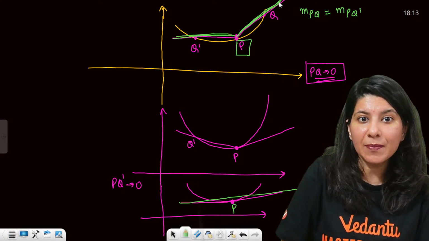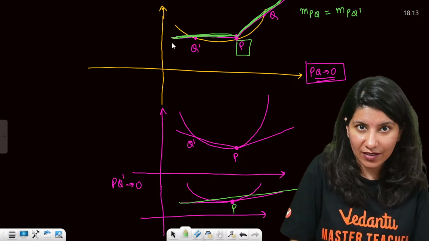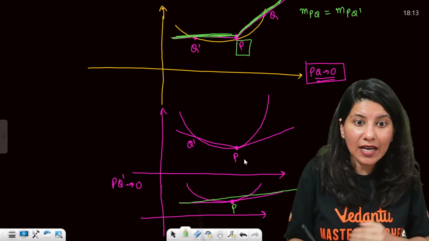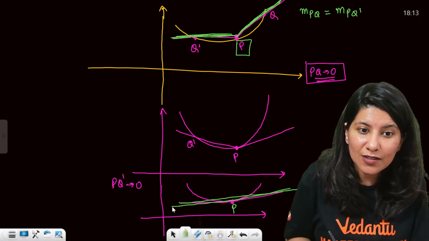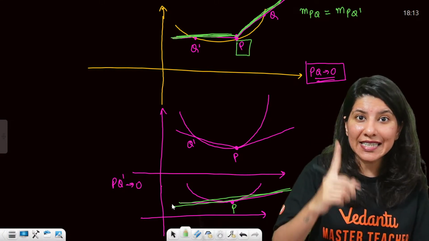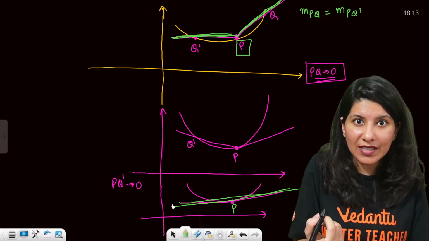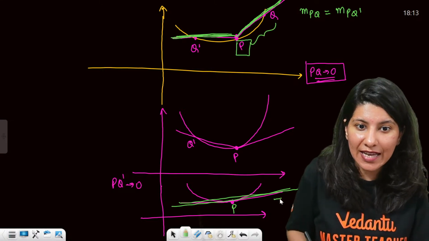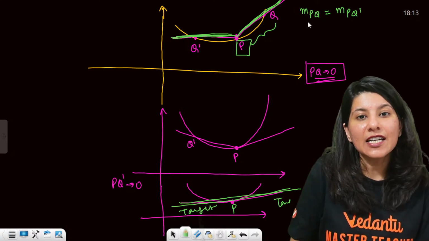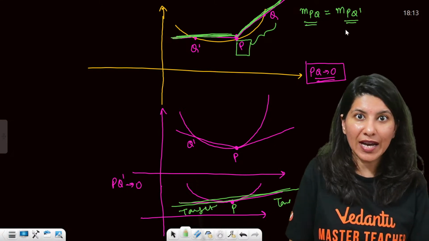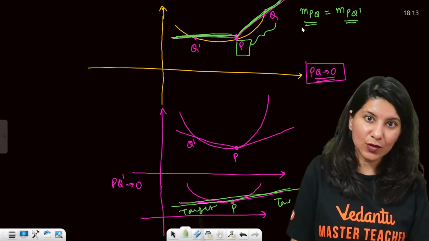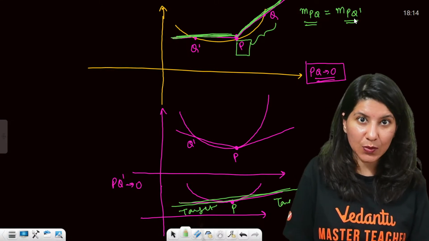See, right now what is happening? PQ is different, PQ dash is different. So both are two different lines. But eventually, can you see? Like the third diagram shows, this is your PQ and this is your PQ dash and this is one single line. And the slope will be the same, right? So PQ is going to become this tangent, PQ dash is also going to become this tangent. So can't I say that the slope of PQ and the slope of PQ dash are both equal? Yes.